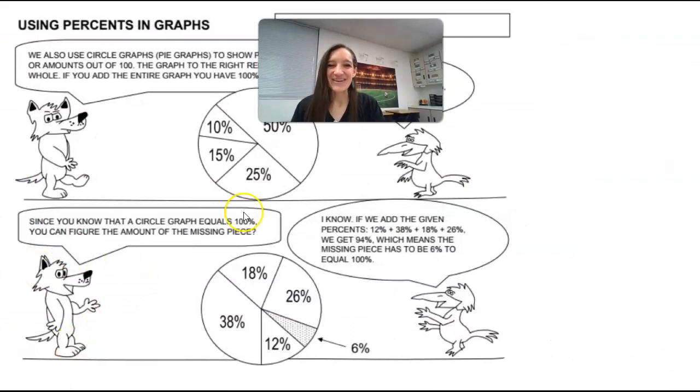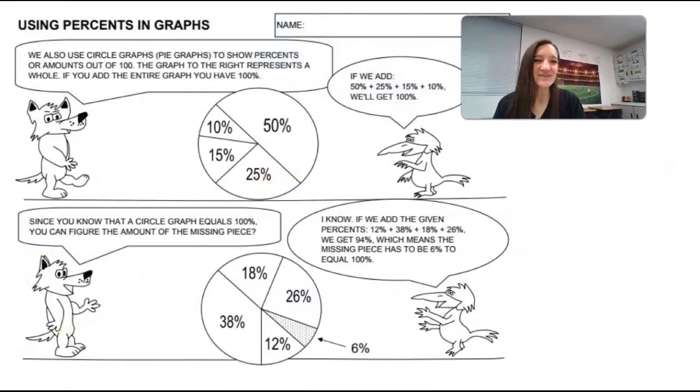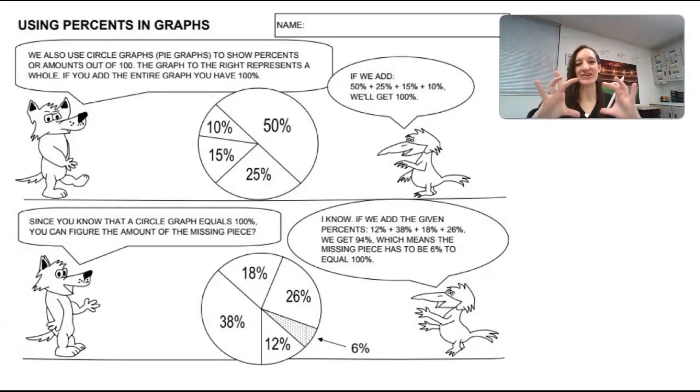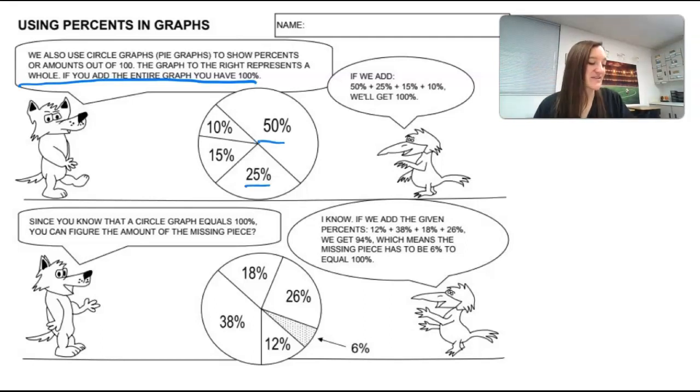The next thing I want to tell you about percents is often percents will be seen in a pie chart. And when we see a pie chart, it means that it represents a whole. If you add the entire graph, you have 100% of whatever you're talking about. So if we look here, we have 50%, 25%, 15%, and 10%. When you add that up, you will get 100% every time. Anytime you see a circle graph and it has percents, it will always be 100%.